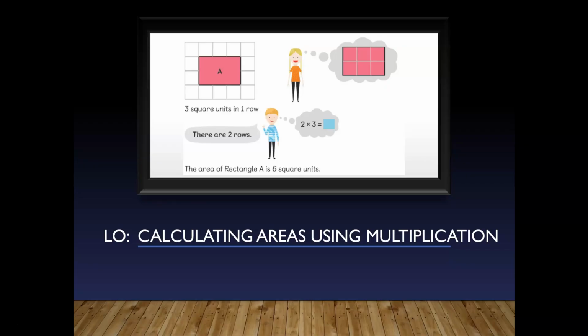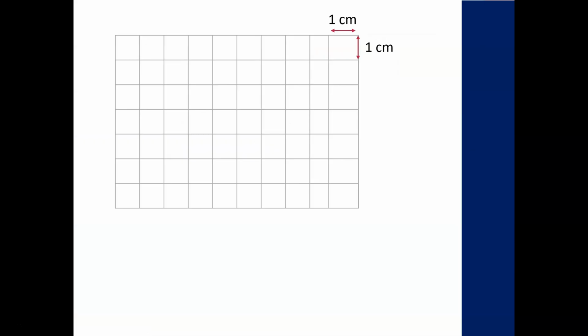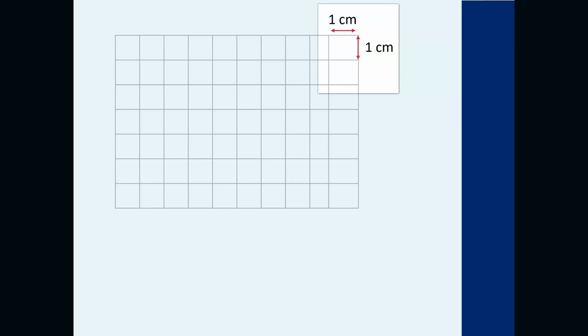Now we are ready to focus on our learning objective. Building on from our previous tutorial, today we are going to find areas using multiplication. Let's use the grid to help us understand how to write units of area. We can see, if we look at the top right hand side of the grid, that we have some labels.